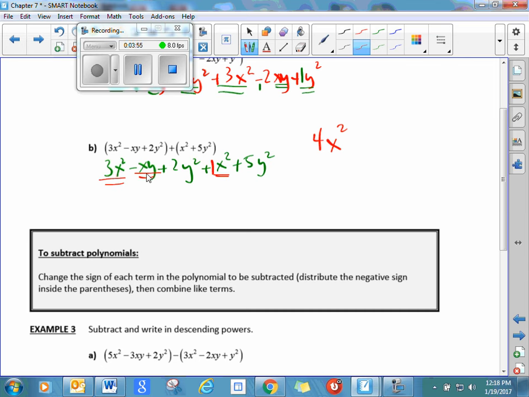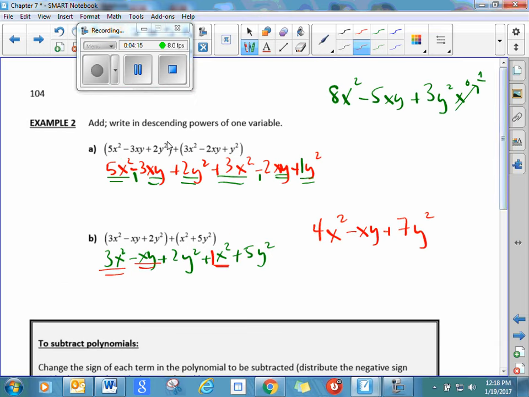Minus x to the first, y to the first, and I don't see any more of those, so that's all of him that I have. And then the y squares, again, I've got a positive 2y squared and a positive 5y squared. That makes 7y squared, and it is written in standard form if you are considering the variable x. So we're going to move on to subtraction. This is addition. We were adding polynomials.